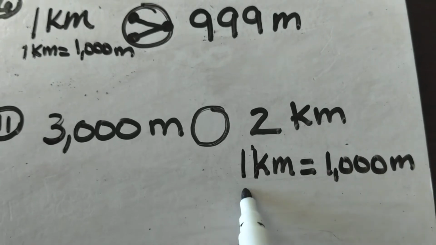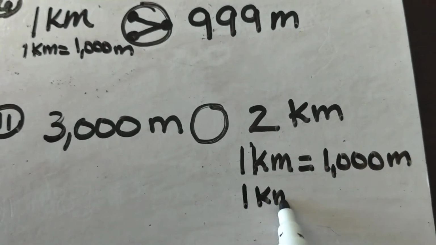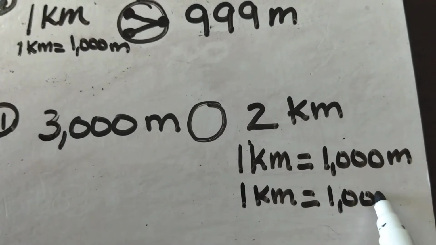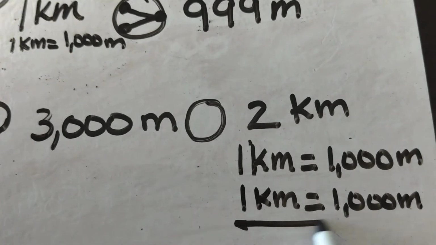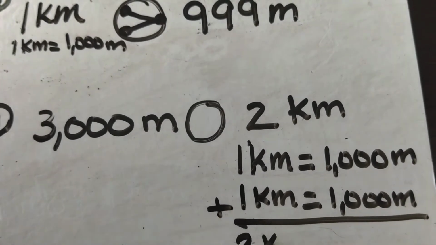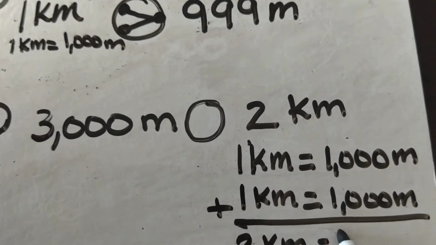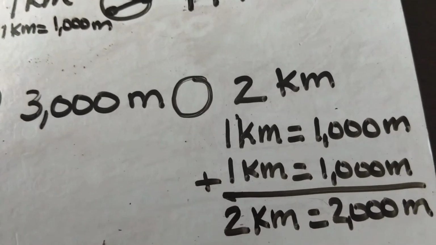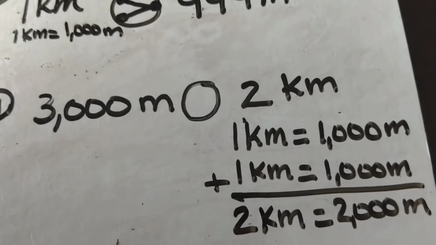So can I just rewrite it again under here? 1 kilometer, and use repeated addition, equals 1,000 meters. And when I add it up, 1 plus 1 is 2, so I have 2 kilometers equals 2,000. That's right, 2,000 meters.